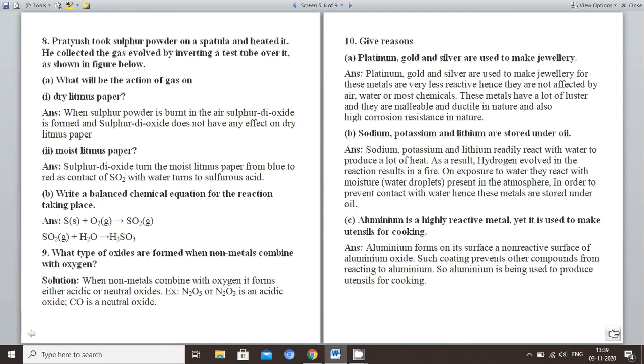Sodium, potassium and lithium readily react with water to produce a lot of heat. As a result, the hydrogen involved in the reaction results in a fire. On exposure, they react with moisture and water droplets present in the atmosphere. In order to prevent contact with water, these metals are stored under oil. I hope this question is clear.